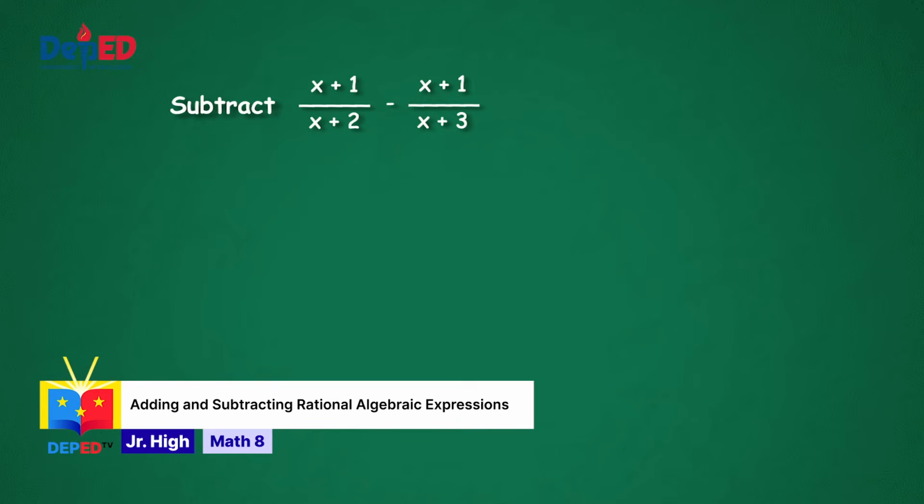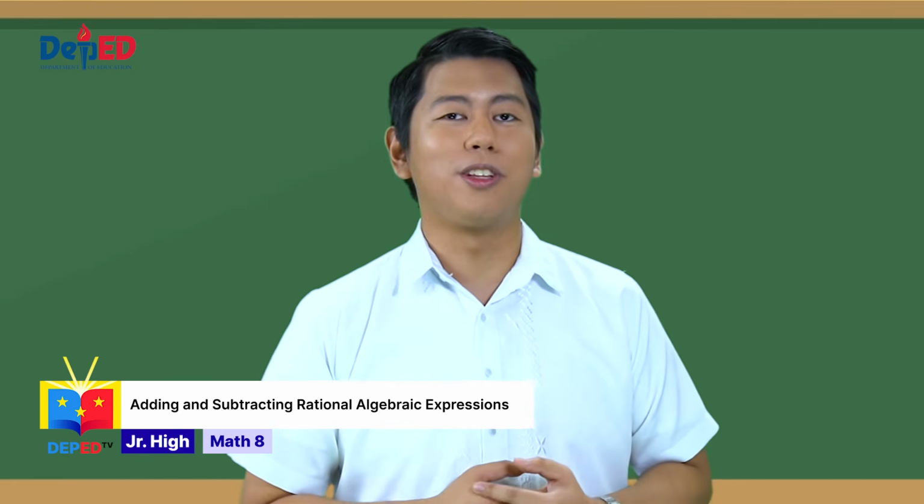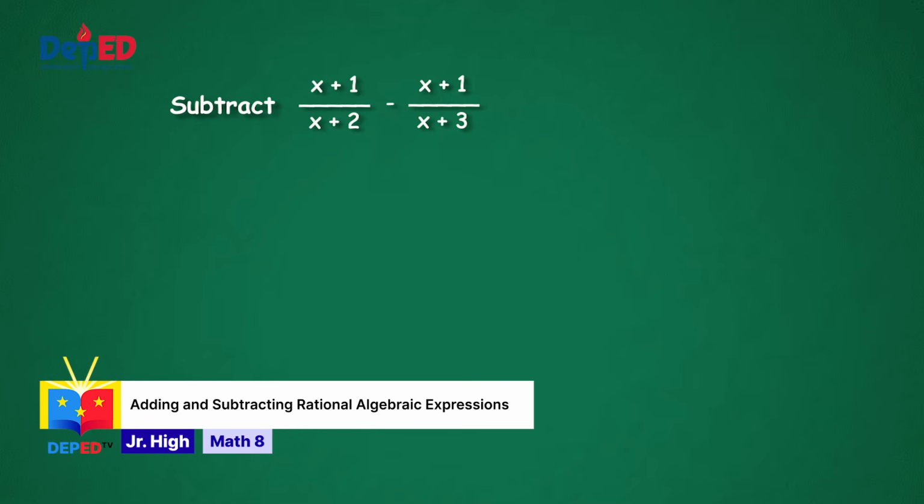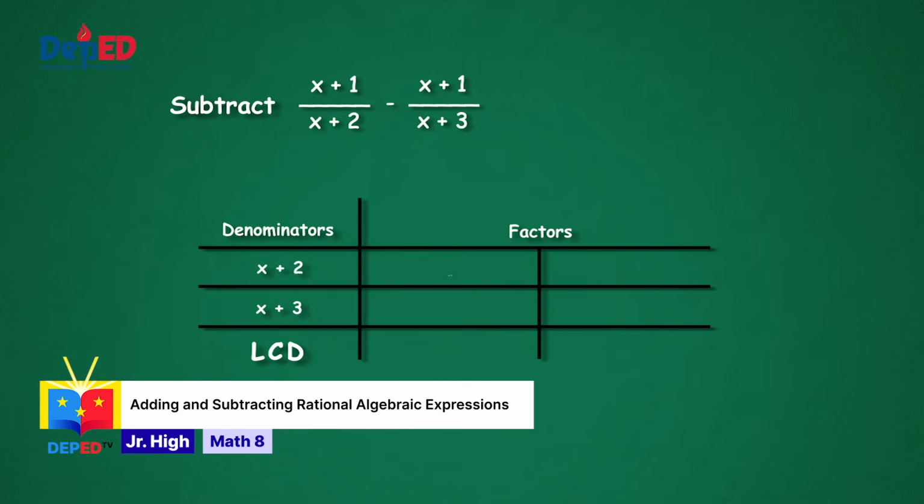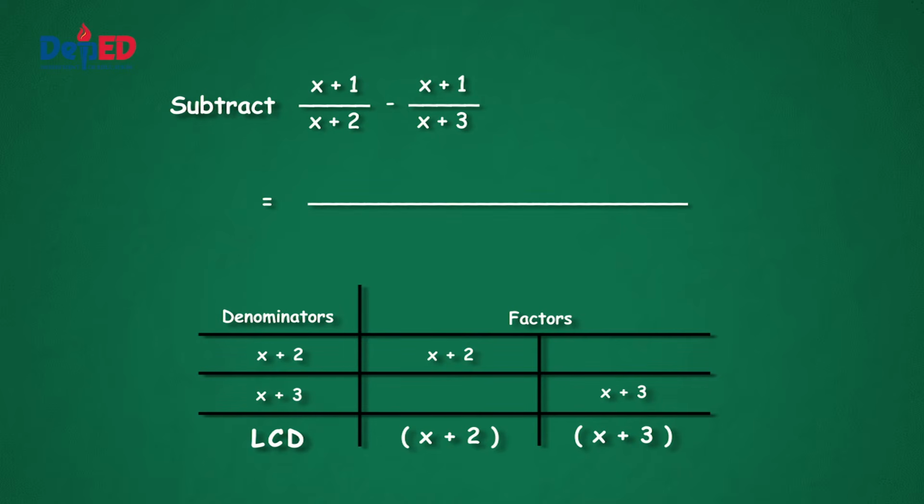No, since their denominators are different. So we will get their least common denominator. Now, since x plus 2 and x plus 3 are relatively prime, we can show their factors in the table like this. Then write the factors at the last row. So the least common denominator in this example is the product of x plus 2 and x plus 3.